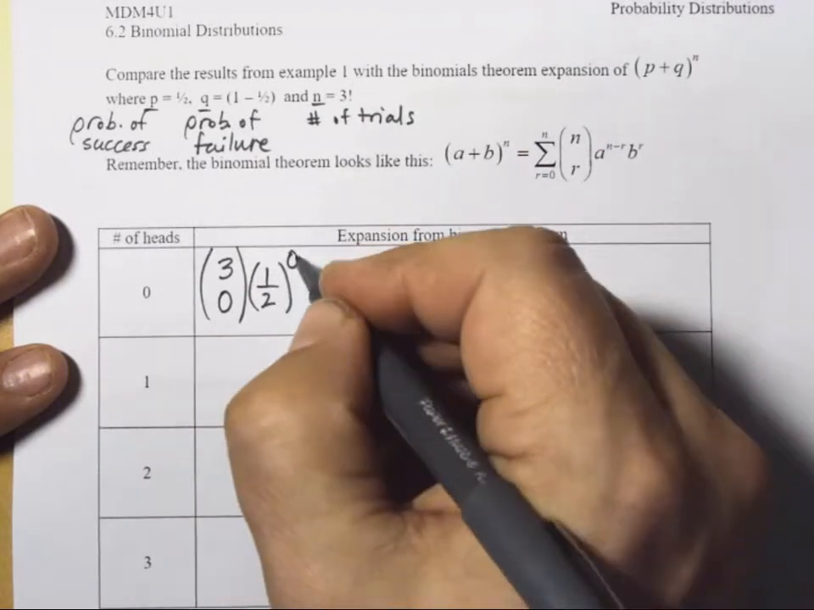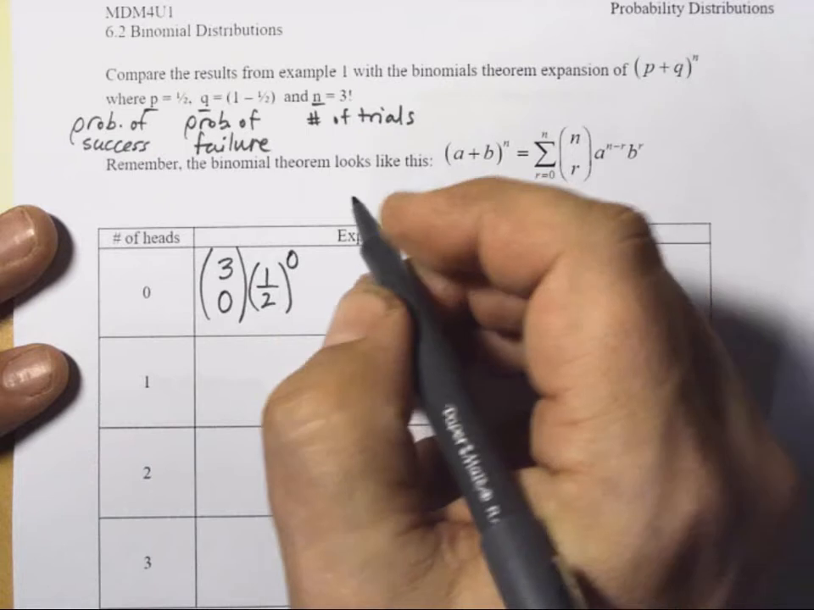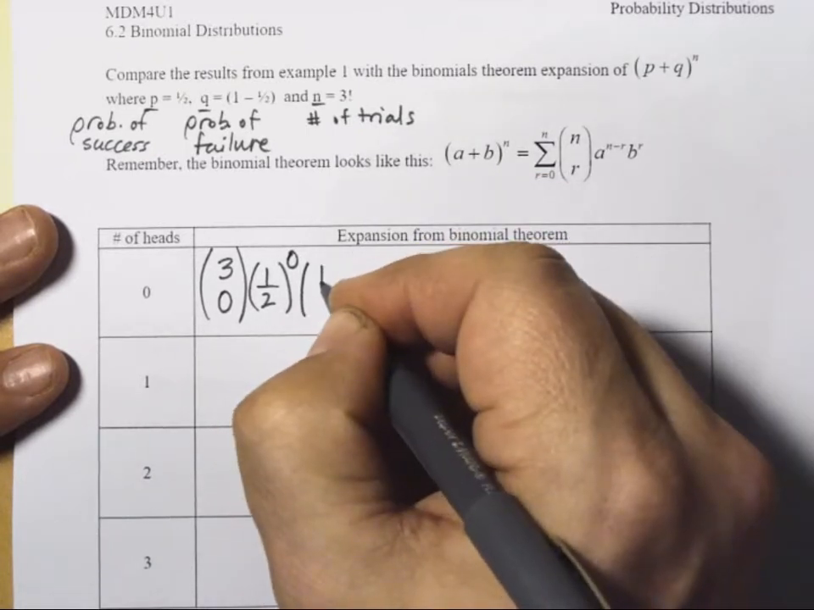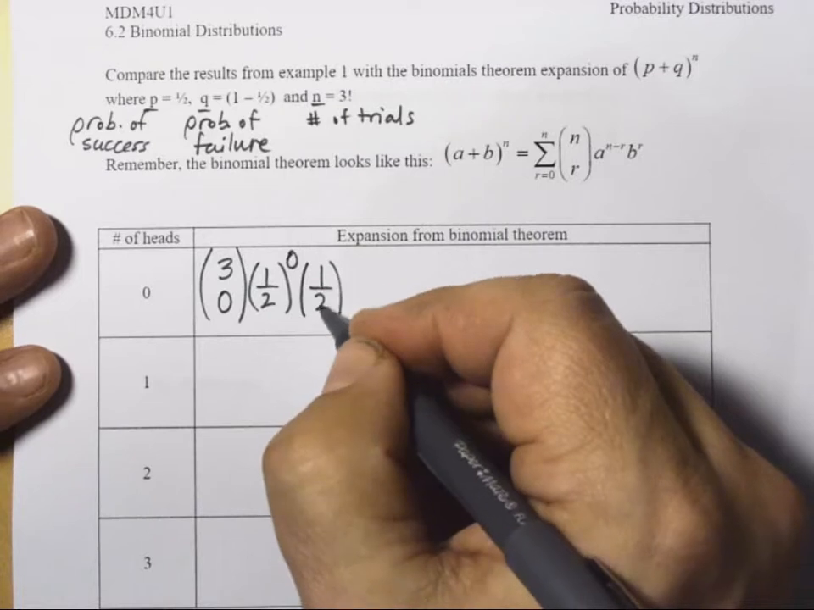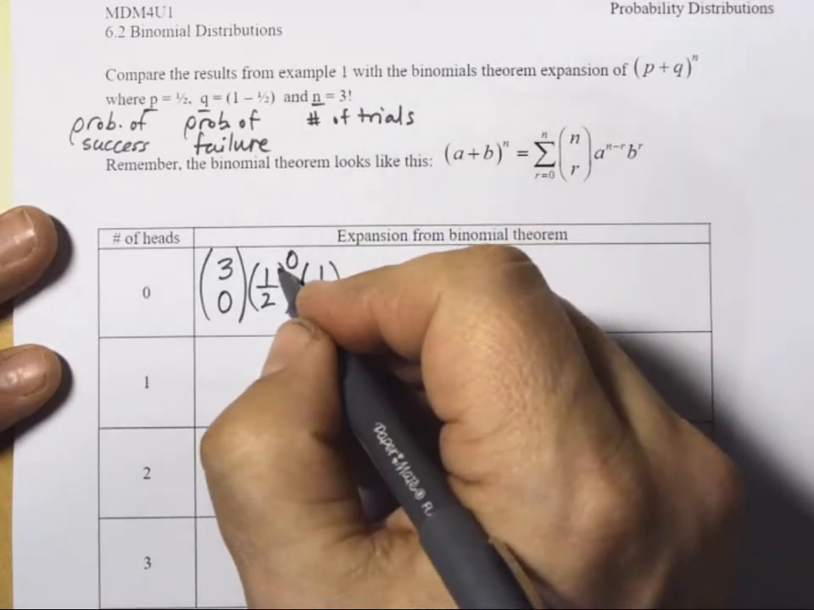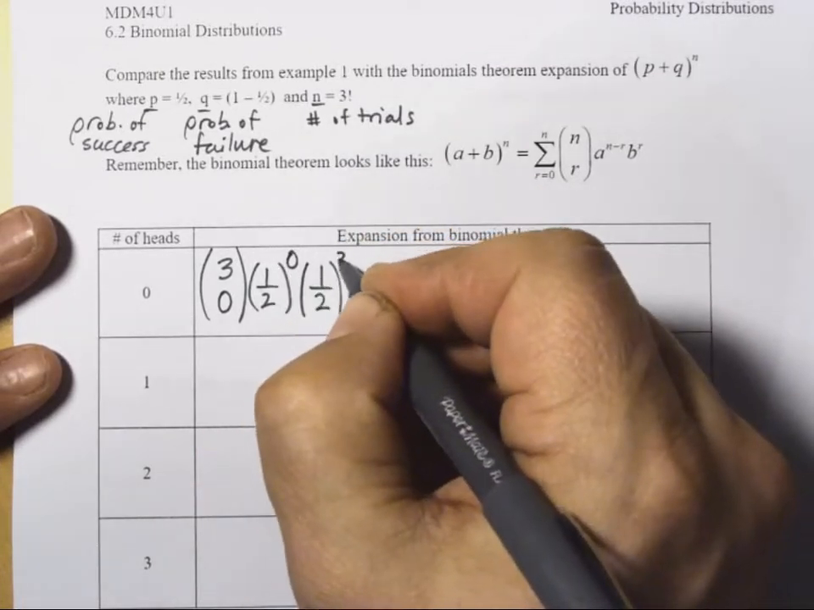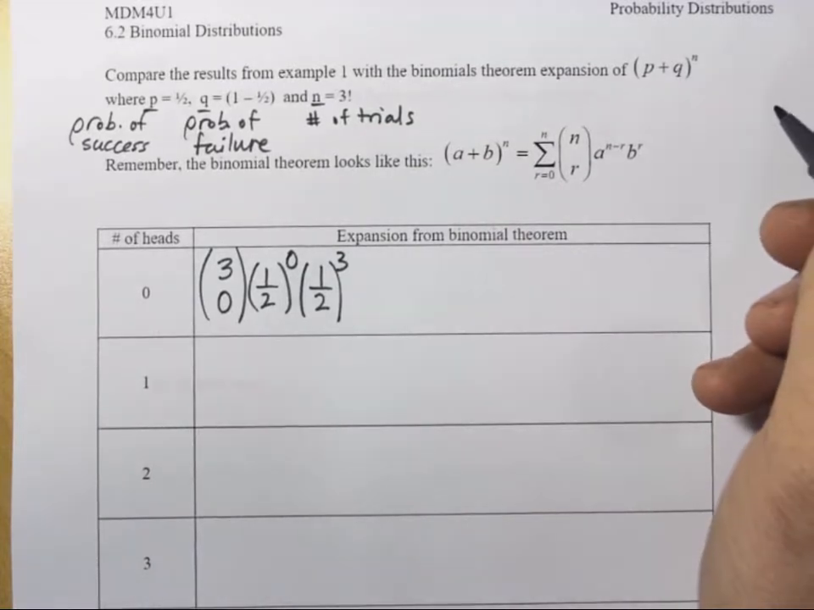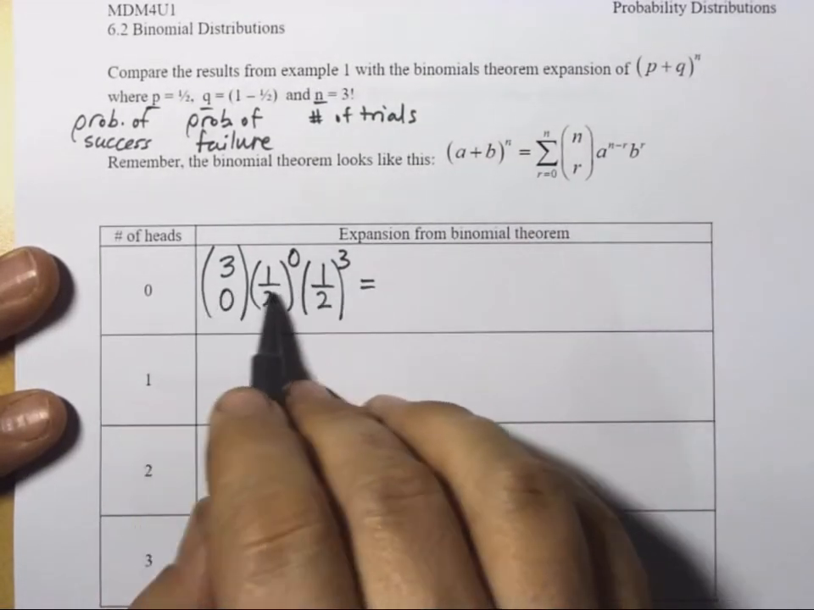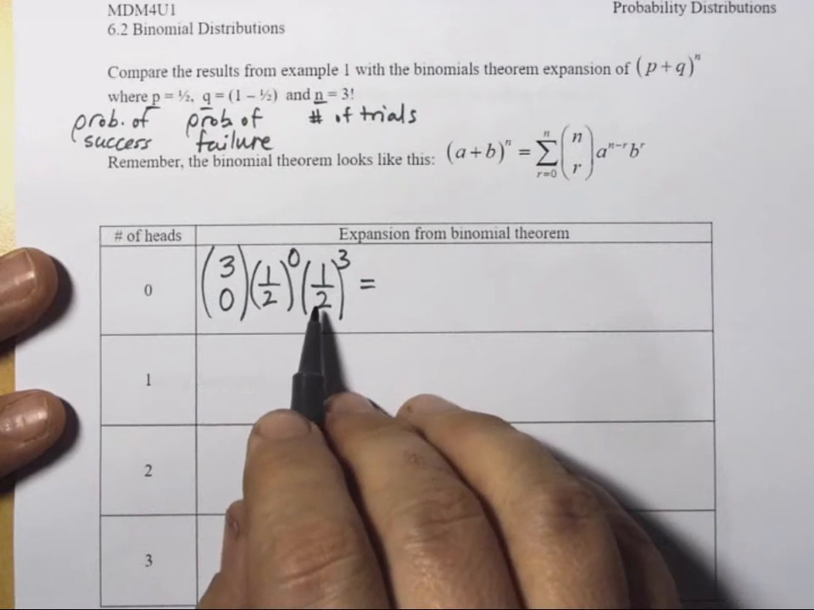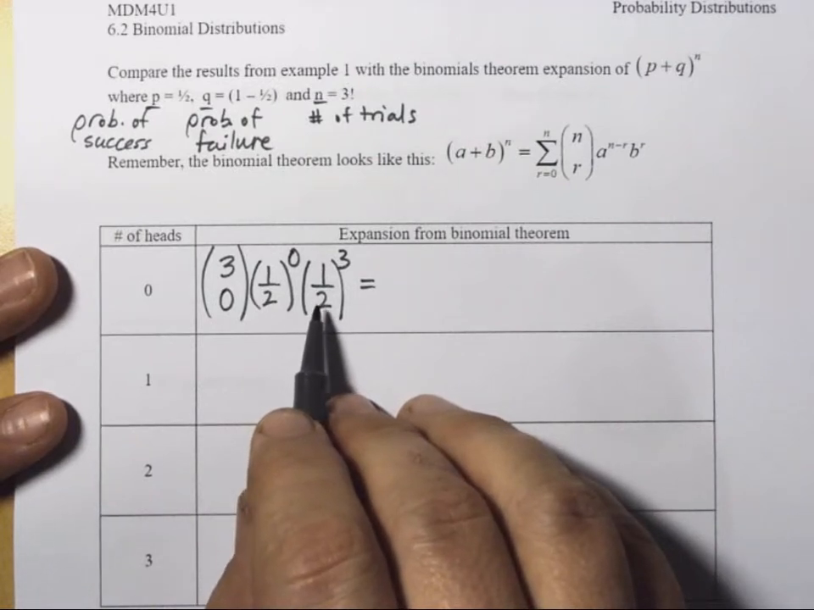Didn't get it at all. So 0 times, 1/2 raised to the 0. Times the probability of failure, that's also 1/2. That means I must have flipped a tail. Well, if we didn't get any heads, how many tails did we get? That's right, we got 3 tails. Okay, this looks just like one of the terms we would have gotten from the binomial theorem.